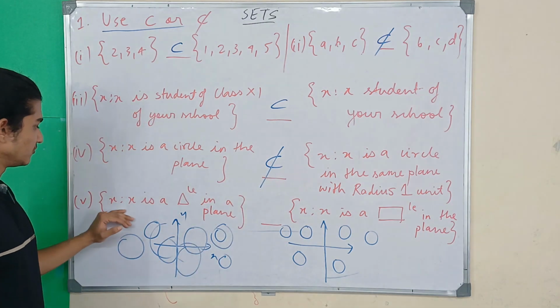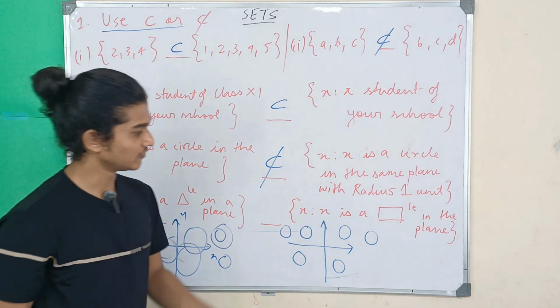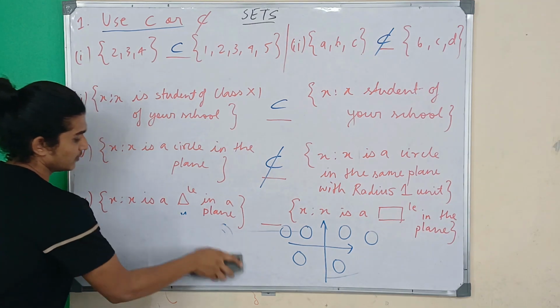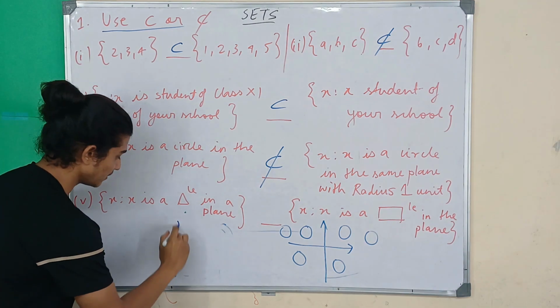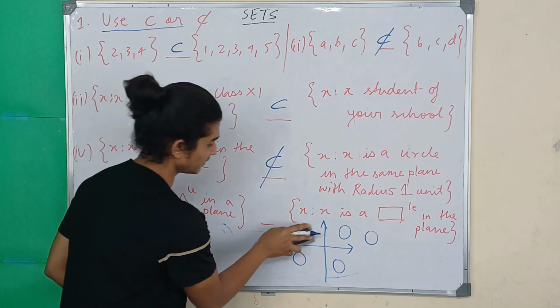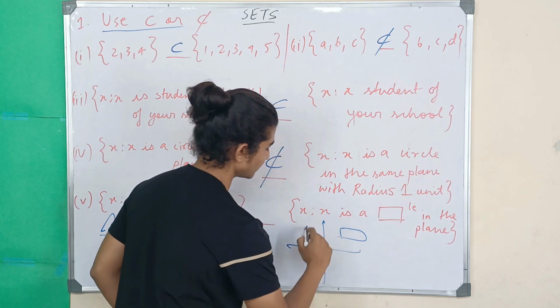And the next one is the set of all x such that x is a triangle in a plane, whereas the next one is the set of all x such that x is a rectangle in a plane. So this is all the possible triangles in a plane: triangle, triangle, triangle, triangle. Whereas here it is all the possible rectangles.